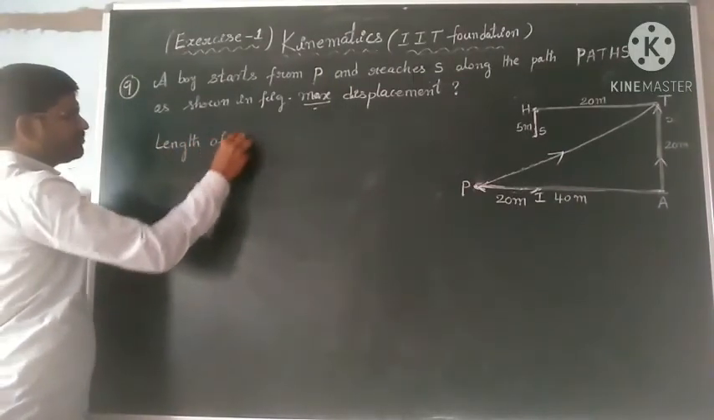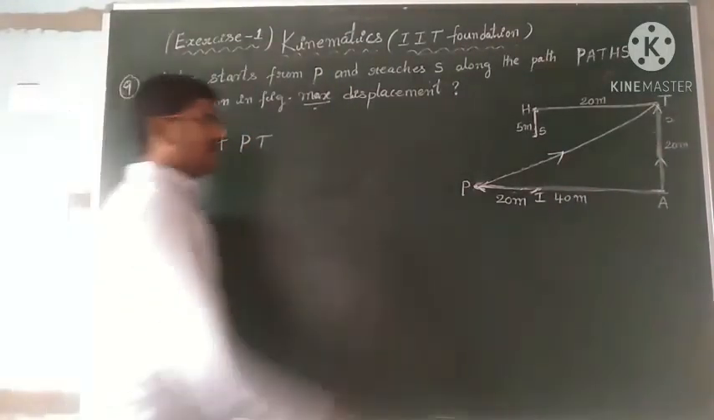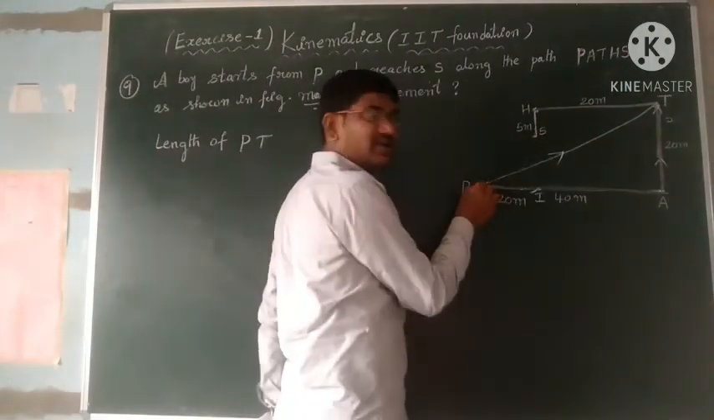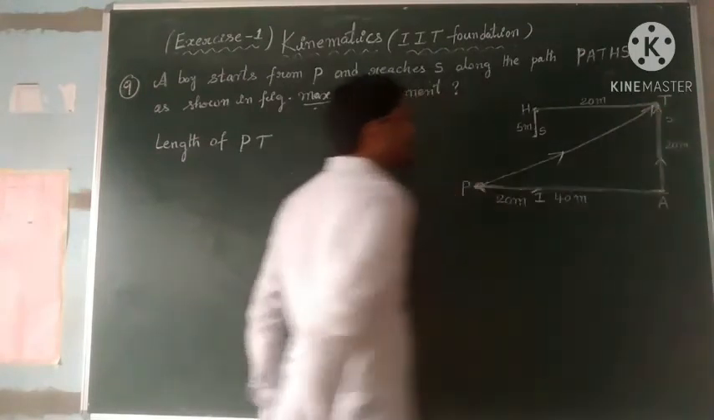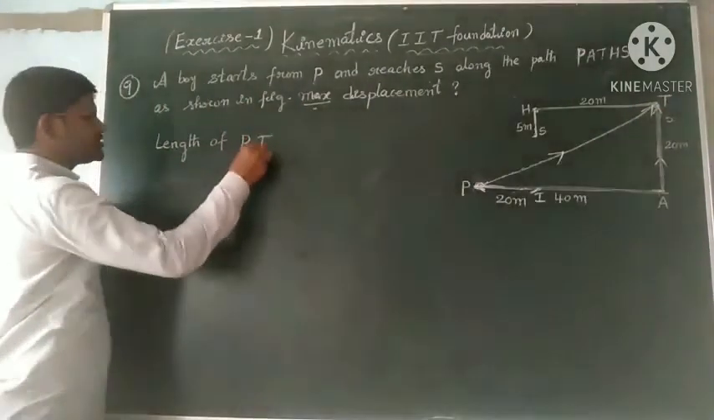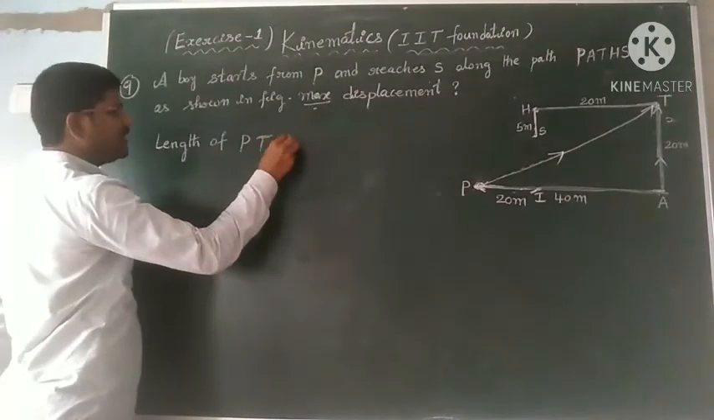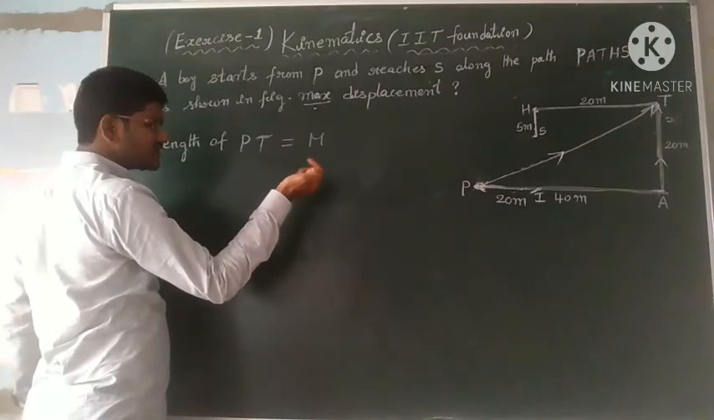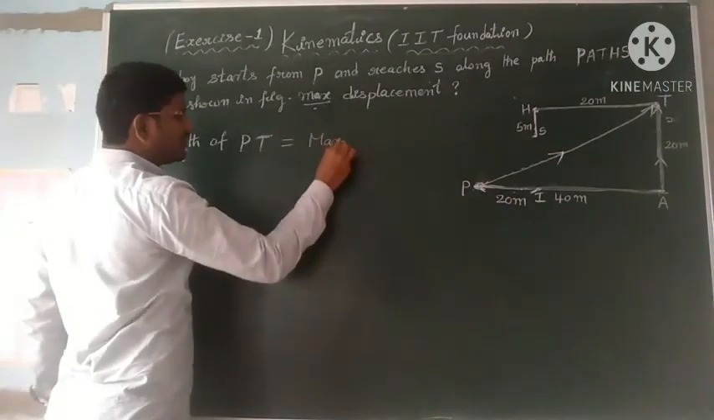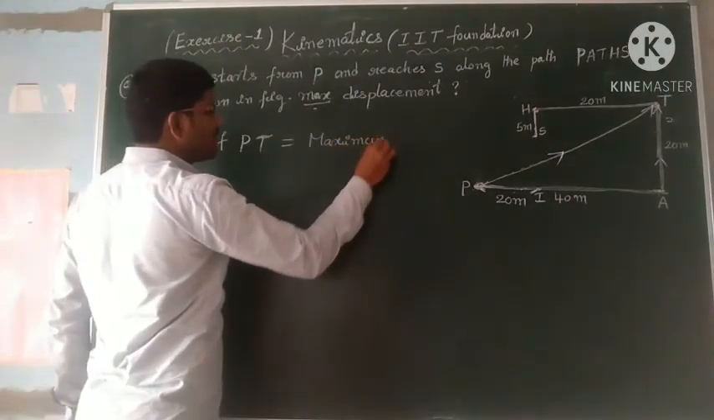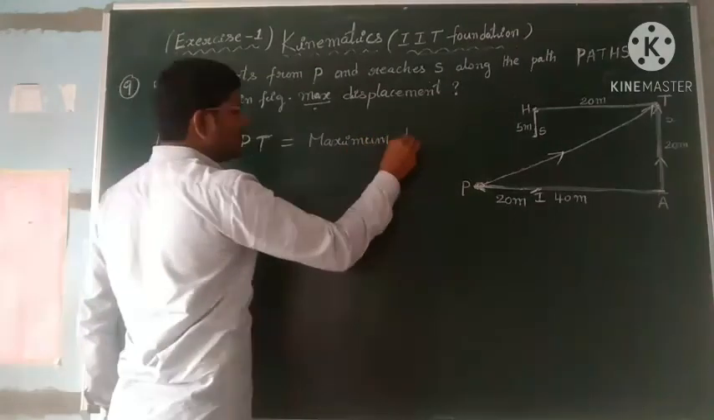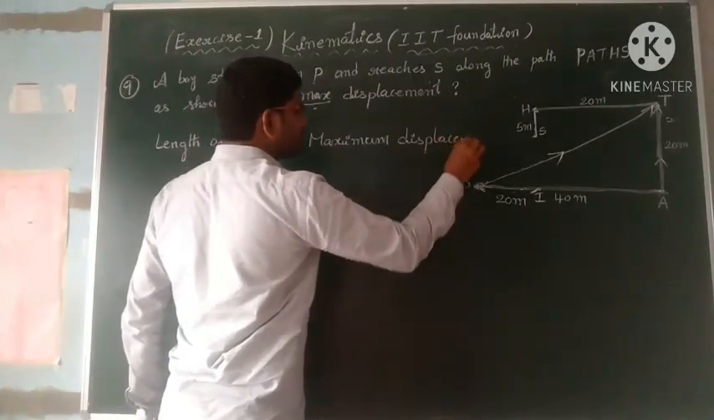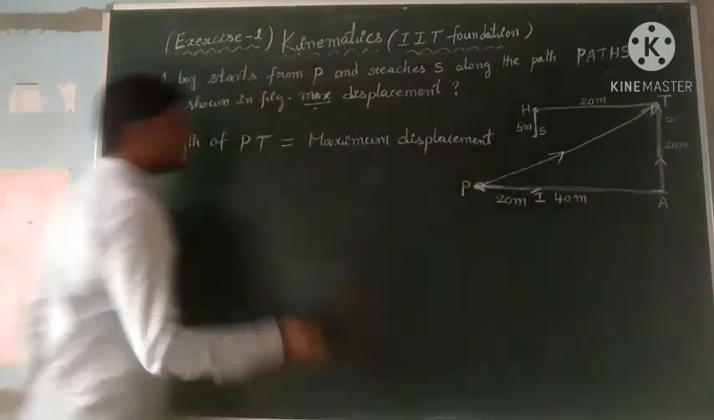So the length of PT is in a specified direction. See, this is the initial point and this is the final point. We started here and we reached here. The length of PT, what is that called, my dear students? That is called maximum displacement.